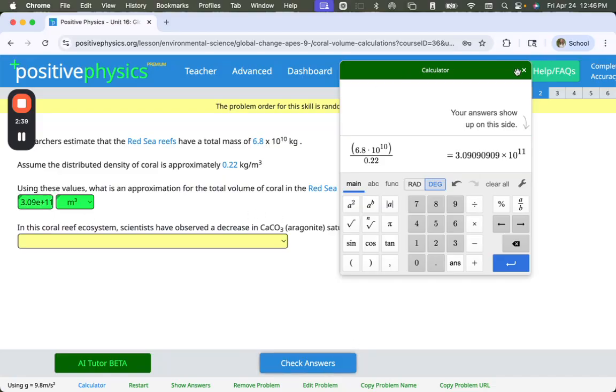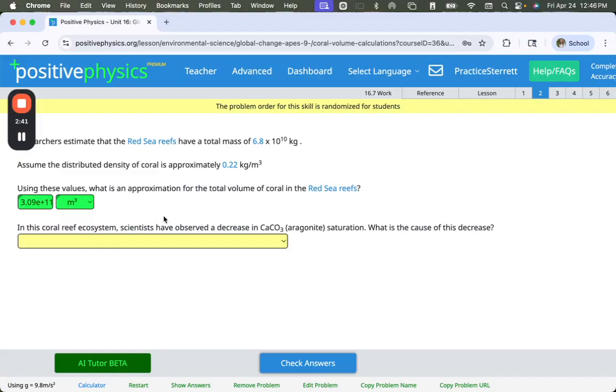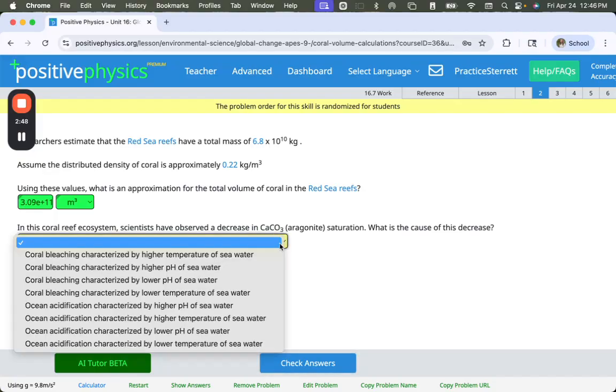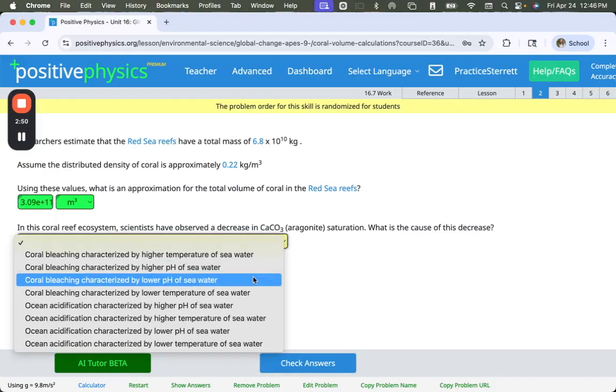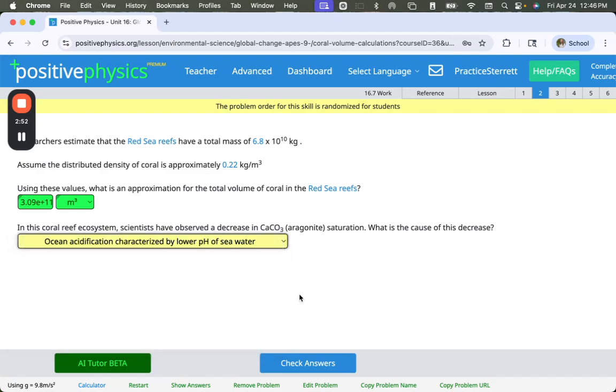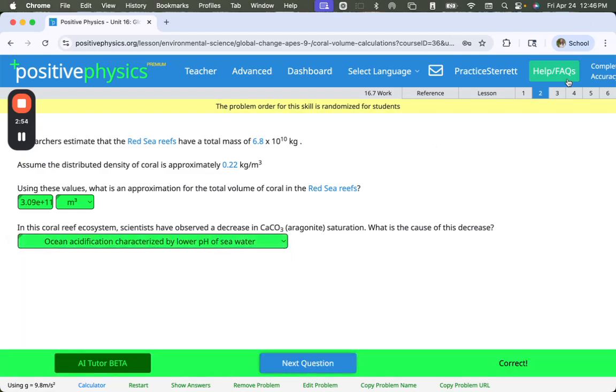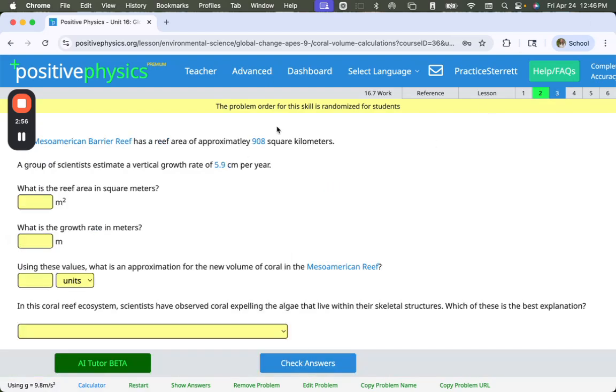And then for the follow-up question, some of the problems will ask about a decrease in calcium carbonate saturation. So that is related to ocean acidification and a lower pH. So thinking about this one, where you have an area and a vertical growth rate, you'll still be thinking about finding your volume in meters cubed, just like before.